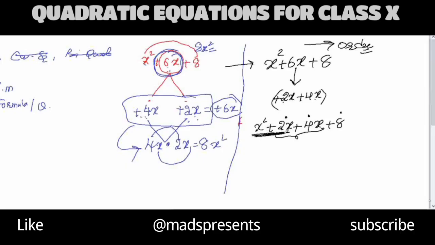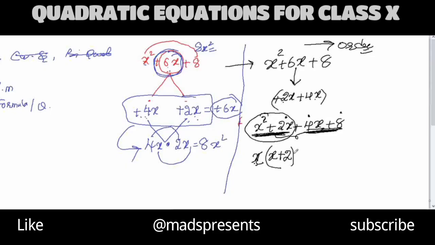Now simply, regroup the first two terms and regroup the next two, and just underline them. Check what you can take common from the first two terms. Here I can take x as common. After taking x as common, only one x is left with the first term and 2 is left with the second term. So if I take x as common, x plus 2 will be in the bracket.